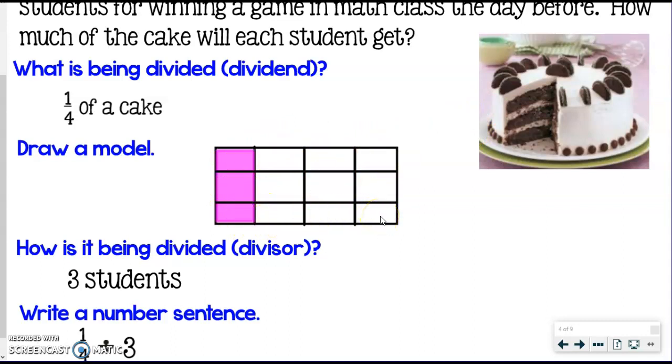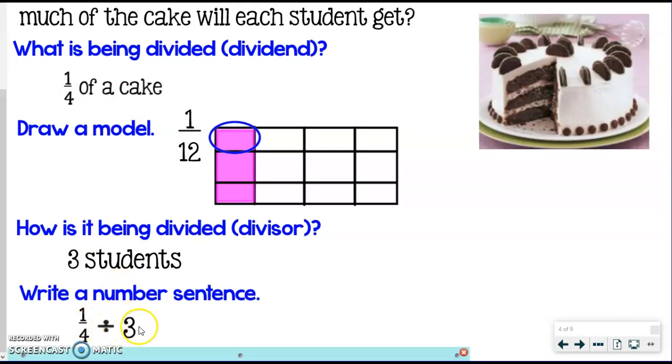So that's my denominator. And if I imagine that one row represents one student, the next row represents another student, and then that last row represents the third student, each student is only getting one of these pieces here. Just one. So they're getting one out of the 12 pieces that we have. So our answer would be 1/12. Each student gets 1/12 of the cake. So we started with a fraction, we divided it up, so we got to a smaller fraction. Kind of makes sense. So 1/4 divided by 3 would be 1/12. And this is the model that shows that. I can see that this is 1 out of 12 pieces.